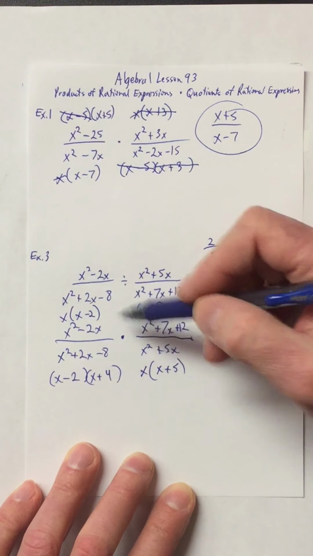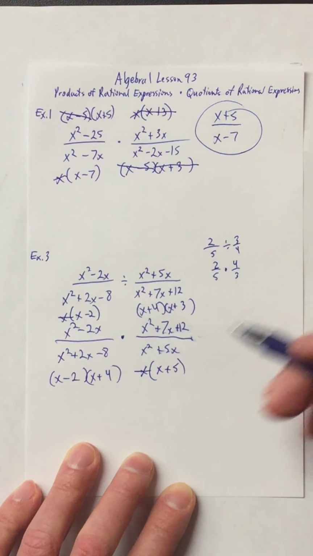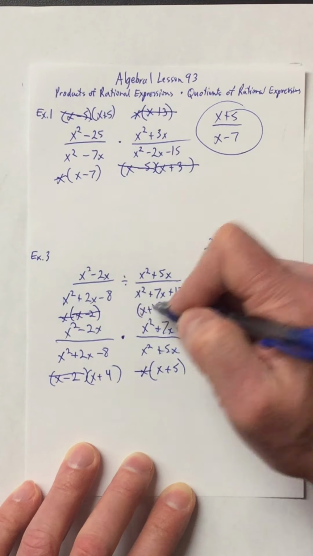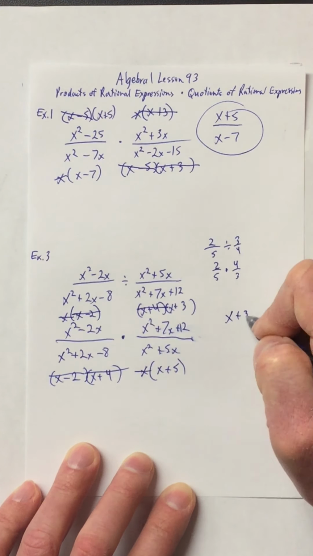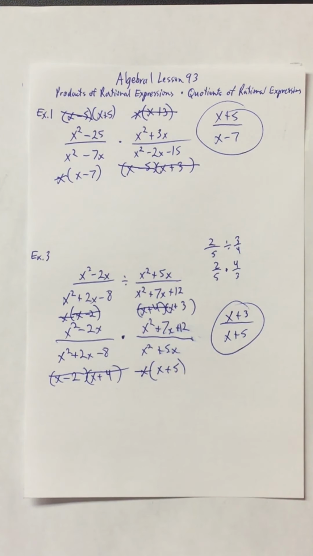All right, now that I did that, I'm looking top and bottom, what will cancel? These two x's will cancel out. I got an x minus 2 and an x minus 2, an x plus 4 and x plus 4, and I'm left with x plus 3 over top of x plus 5. And there is my answer for example 3.